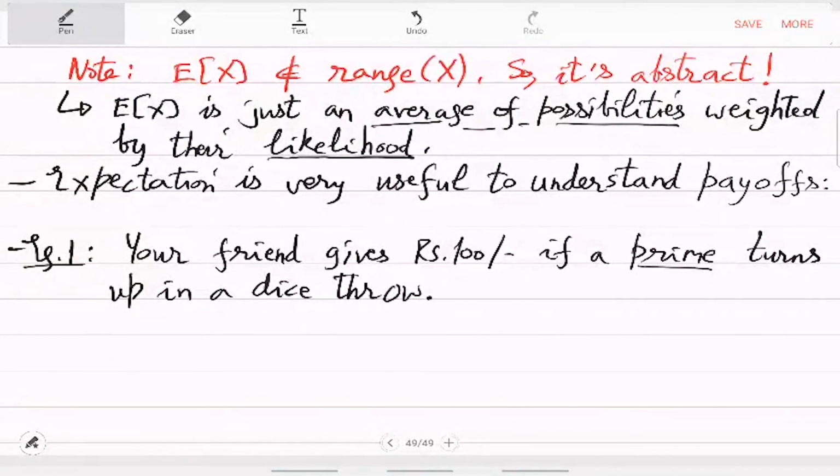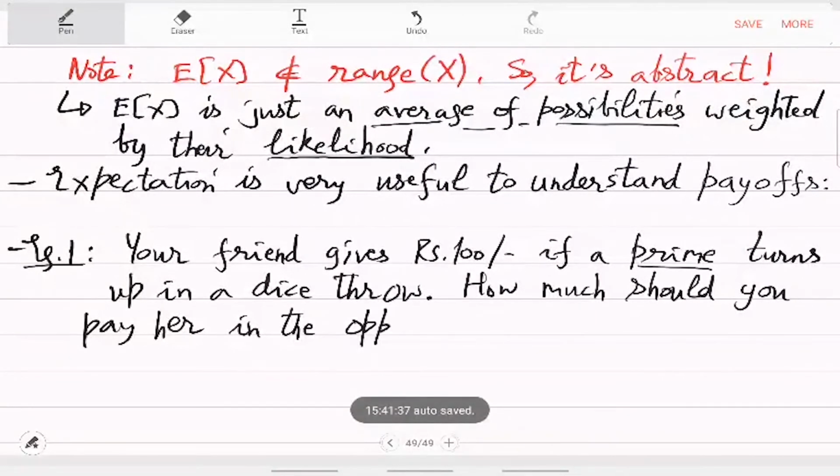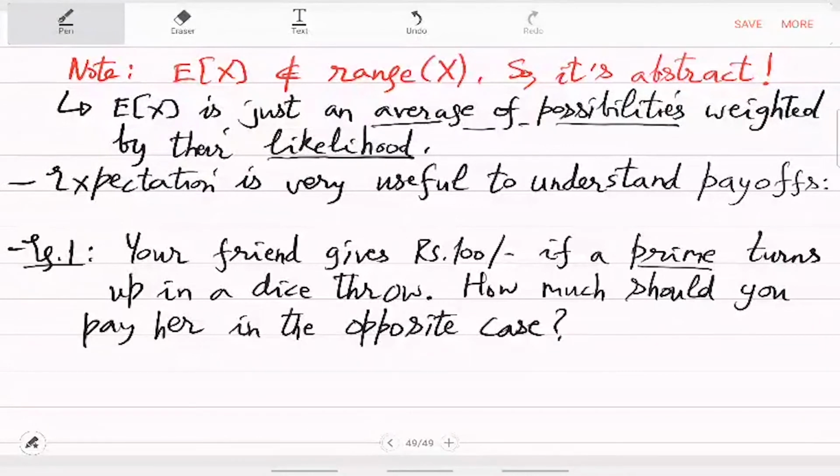If a prime turns up in a dice throw, she pays you. If a prime does not turn up, then you have to pay her something. Now, the question is, how much should you pay? In the opposite case, when a composite number turns up.